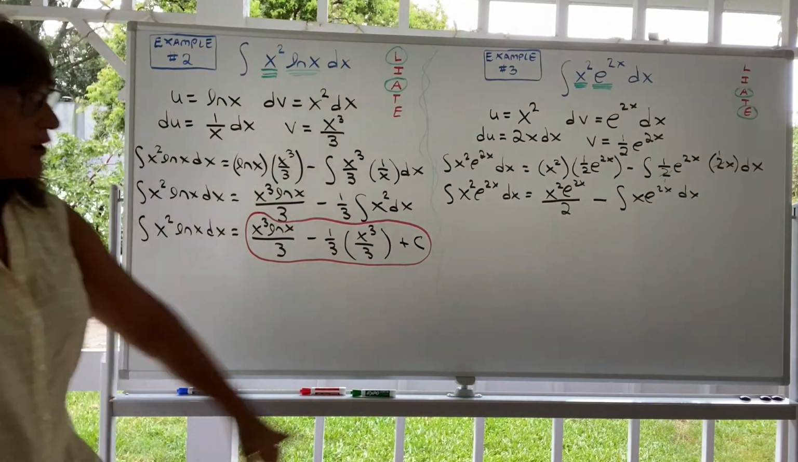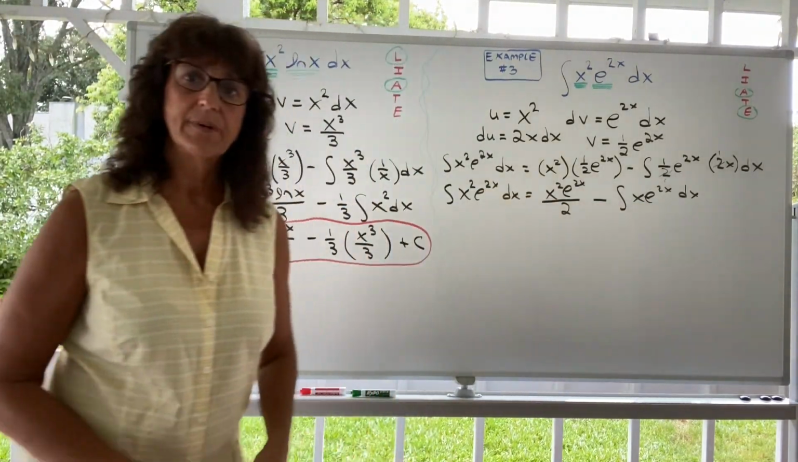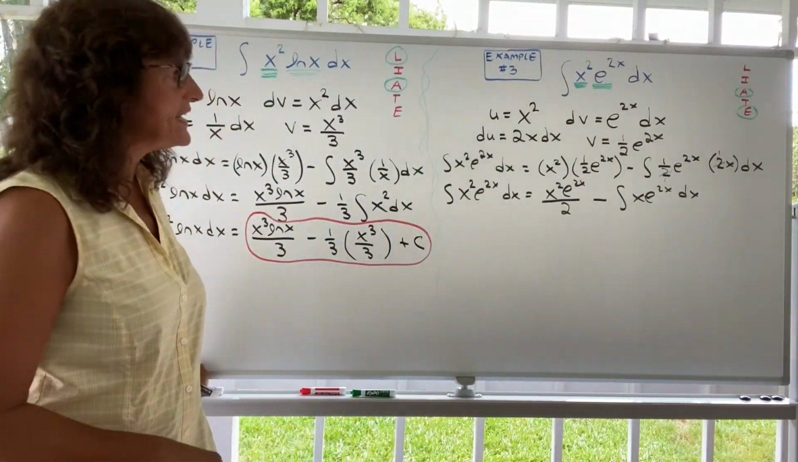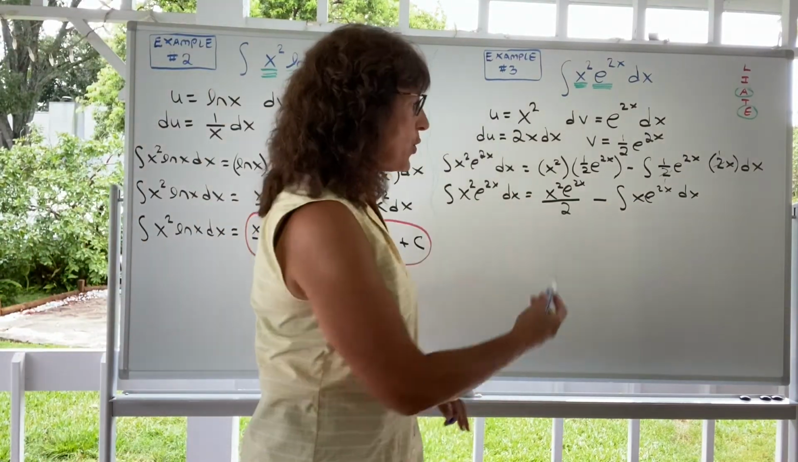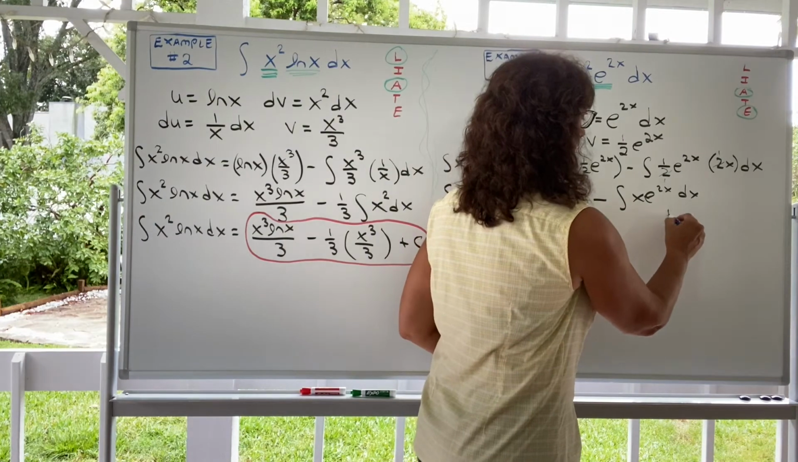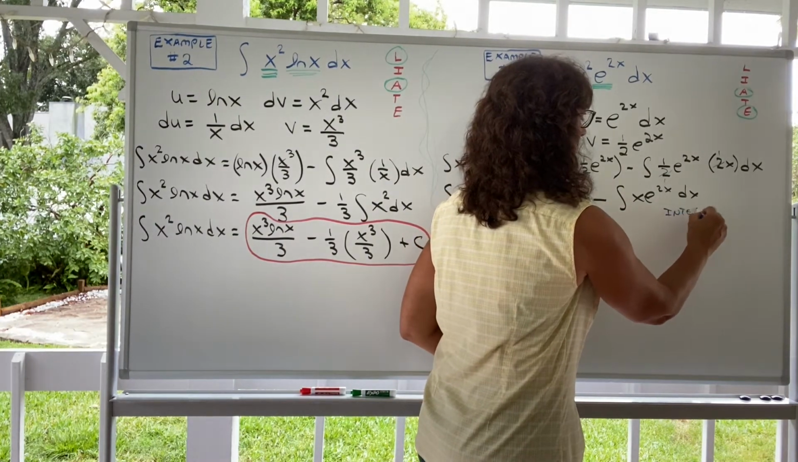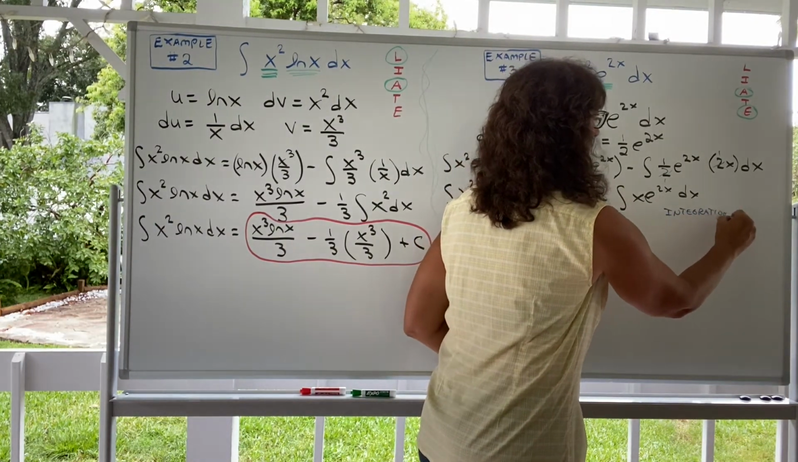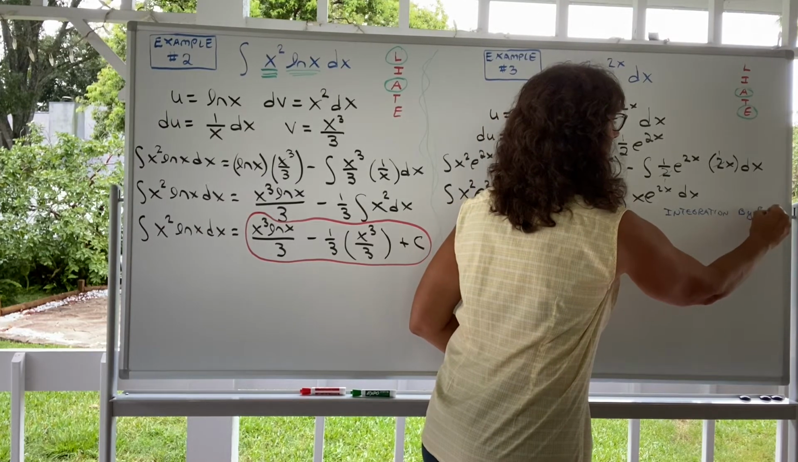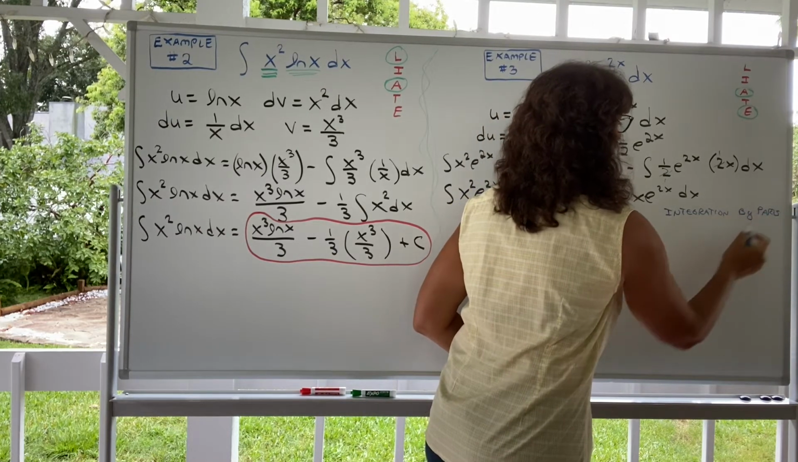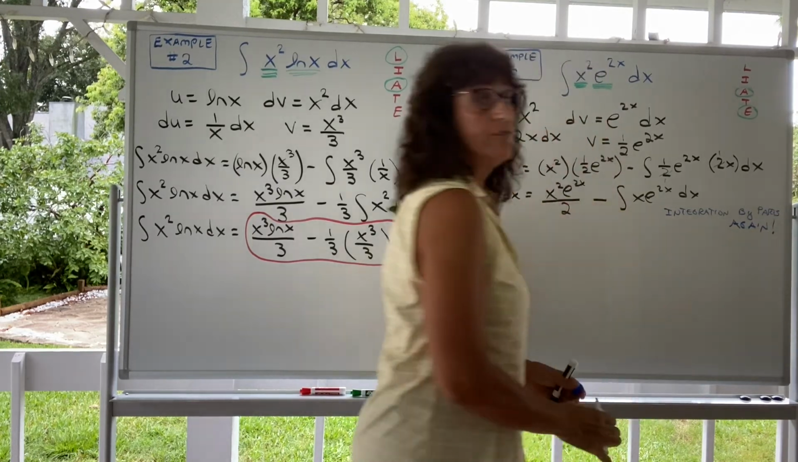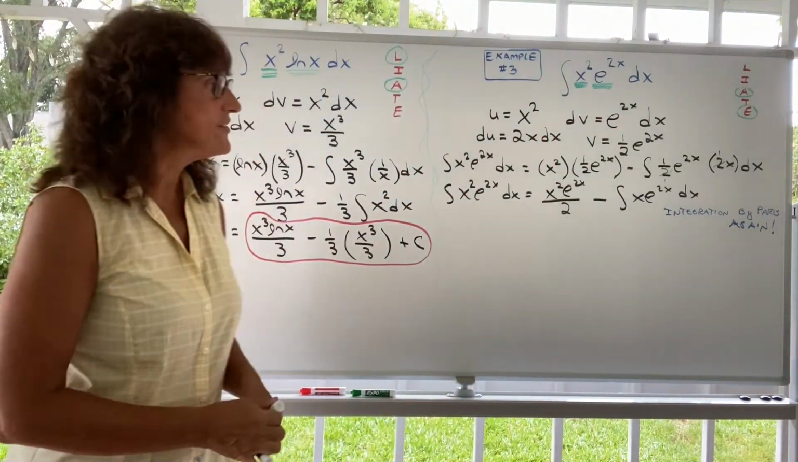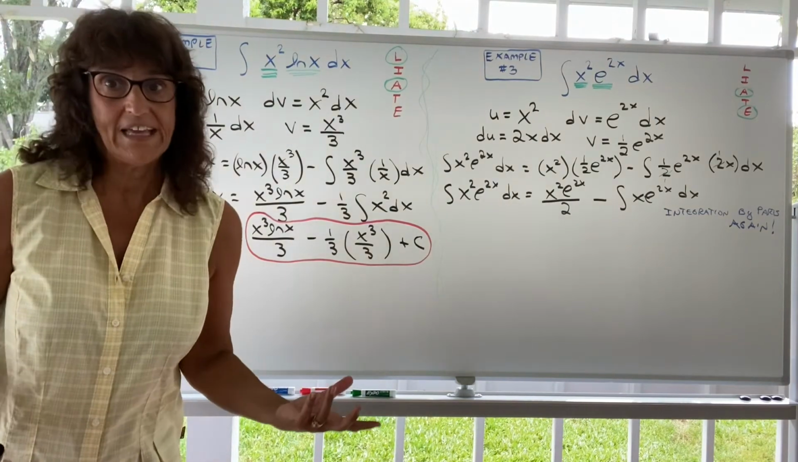Now how do we integrate this? How are we going to integrate the integral of x e to the 2x dx? What we have to do here is use integration by parts again. So we have to use integration by parts twice in this one problem.